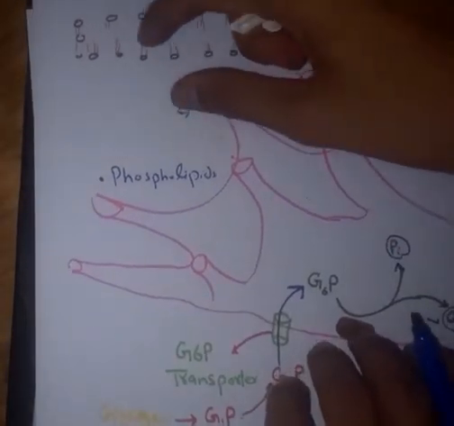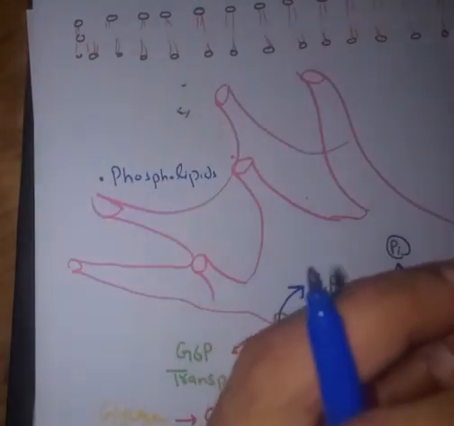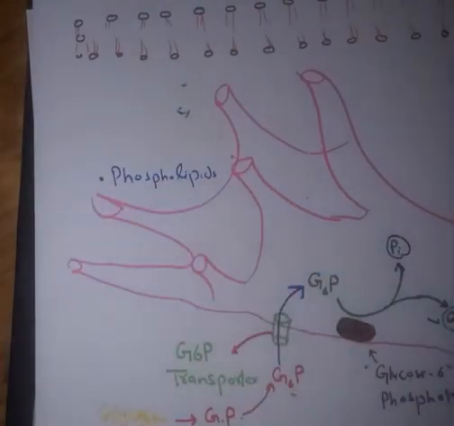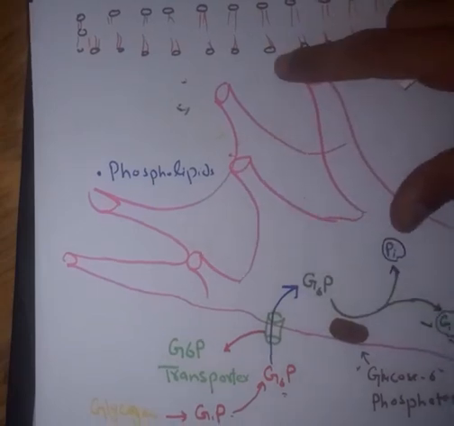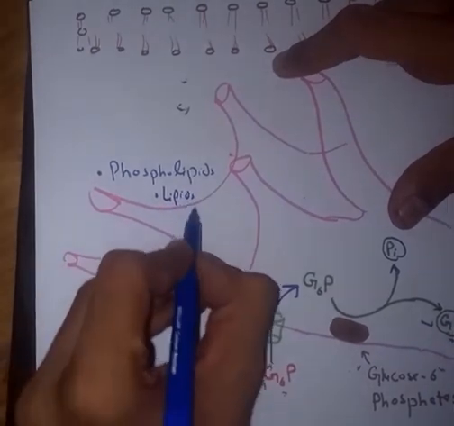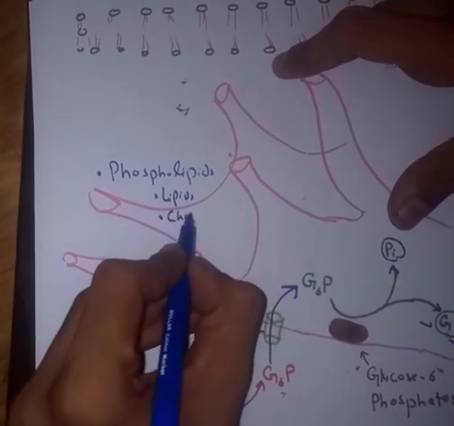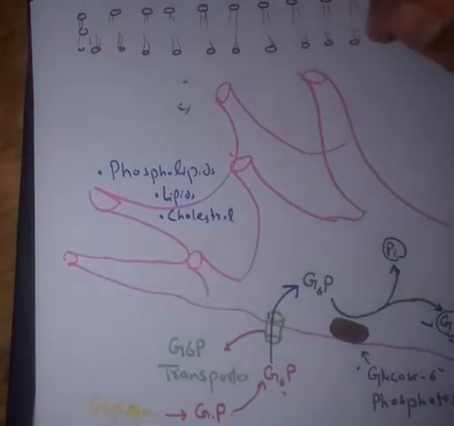You know that phospholipids are required in the plasma membrane and in the membrane of organelles like the nucleus and endoplasmic reticulum, and all these phospholipids are synthesized in the smooth endoplasmic reticulum. Okay, cholesterol is a lipid, and cholesterol is also synthesized in the smooth endoplasmic reticulum.